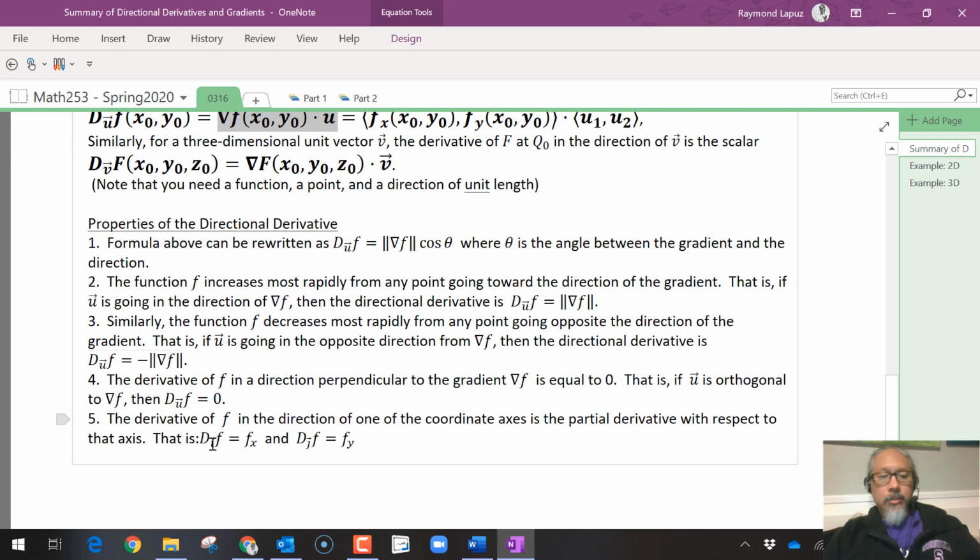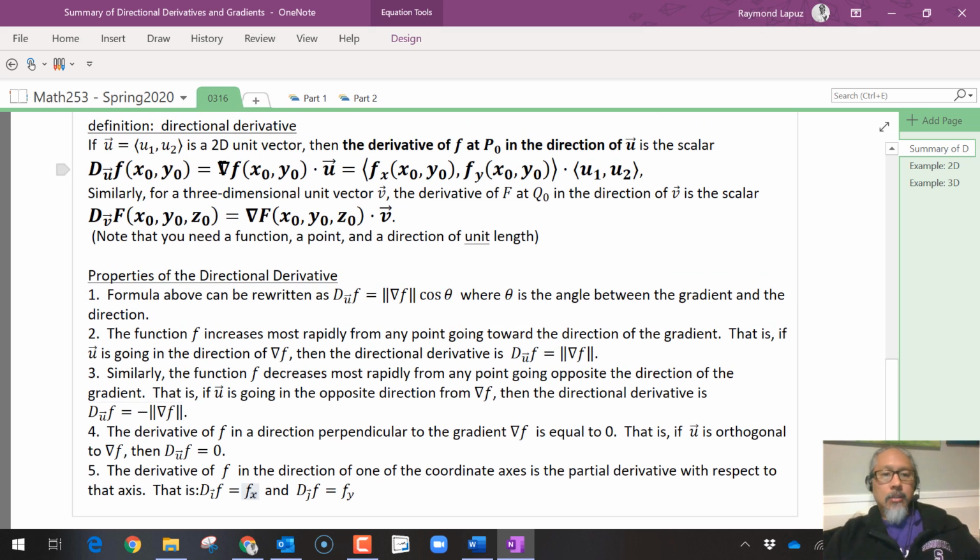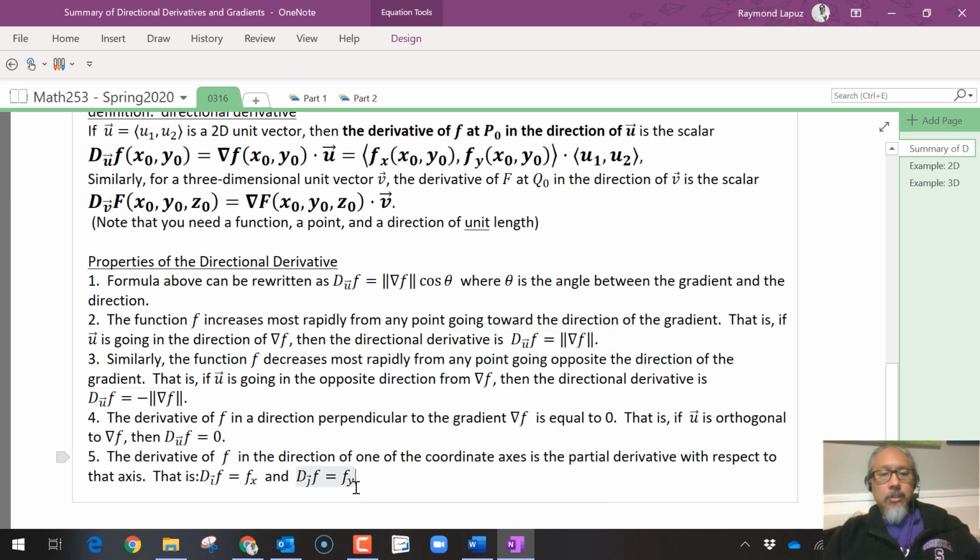If you want the directional derivative in the i direction, then that's essentially just f sub x. So think about the i direction as (1, 0), and if you dot your gradient with (1, 0), if u, the unit vector here, the direction is (1, 0), then really that's 1 times f sub x and 0 times f sub y, which is really just going to be f sub x. Similarly, if you're going in the j direction, your directional derivative is just going to be f sub y.